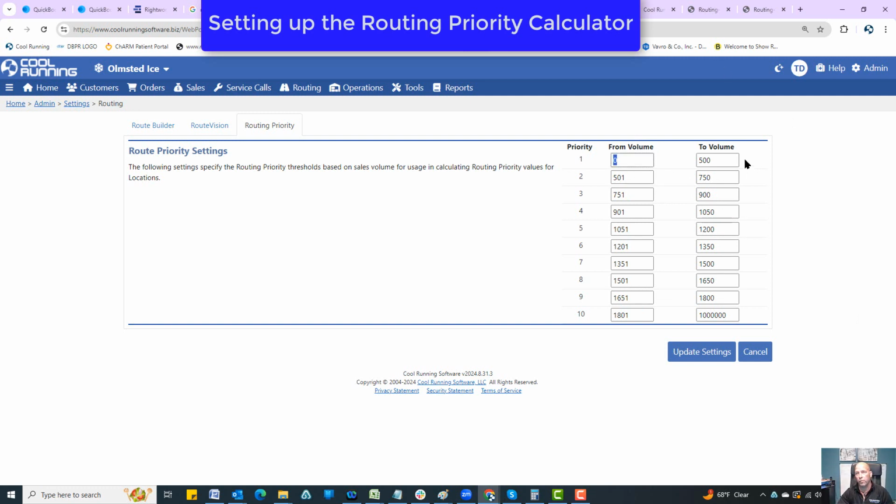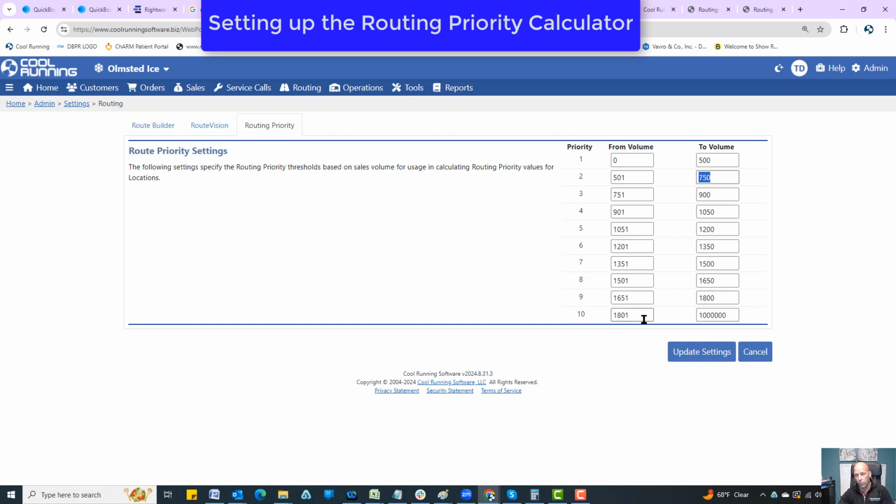So anything between 0 and 500 pounds sold between those dates, I'm going to put August 1st to September 15th. Anybody who sold between this and this is going to be a 1. 501 to 750, so on and so forth.